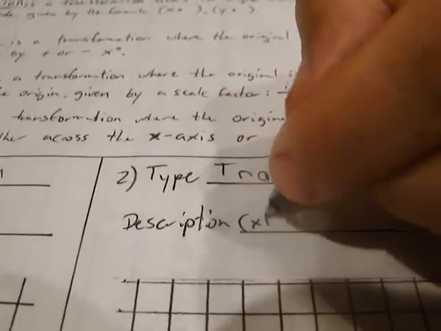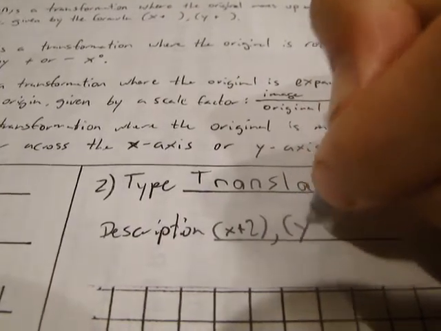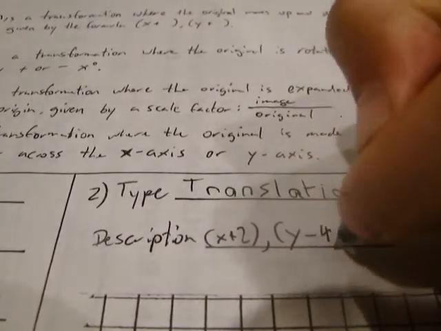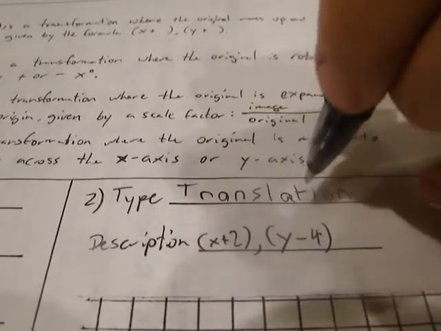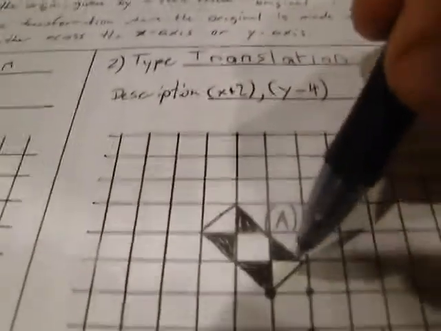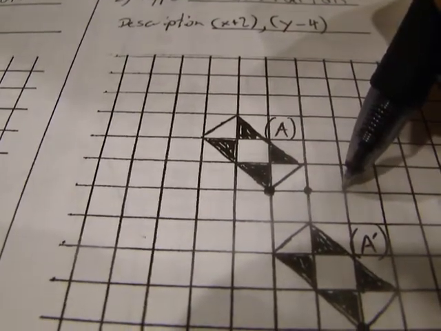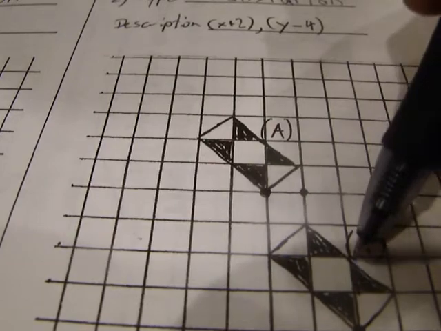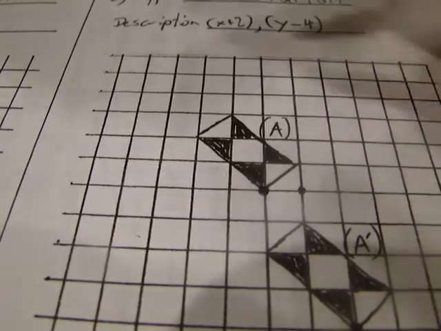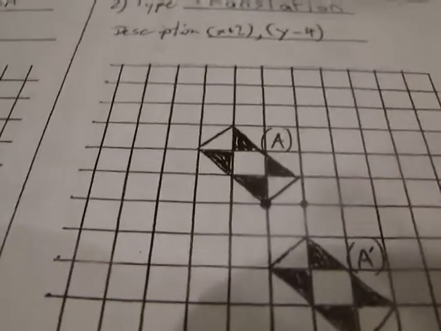And the description is going to be x plus 2, because it moved 2 to the right, comma, y minus 4, because it moved 4 down. X plus 2, y minus 4 for the translation. One more time. It's x plus 2 because from here to here is 2 to the right. And it's y minus 4 because here is 4 down. So there you have it. Translation, x plus 2, y minus 4.